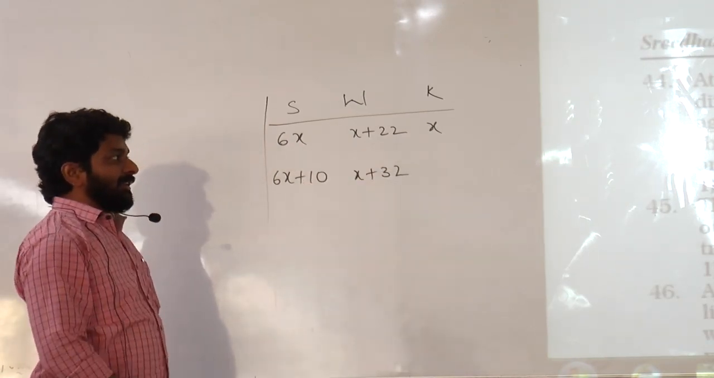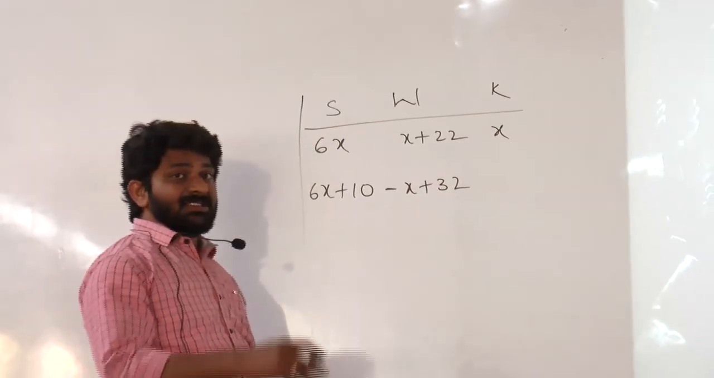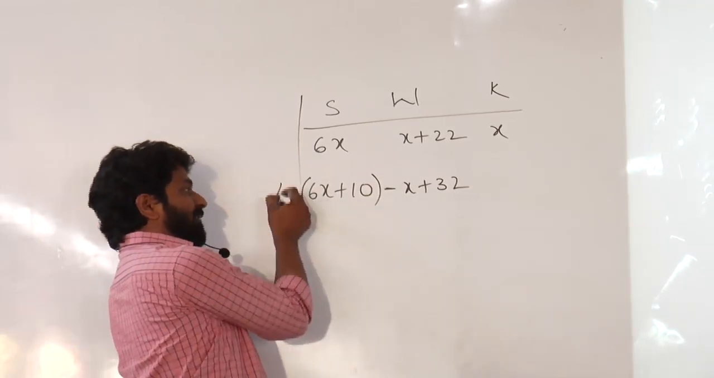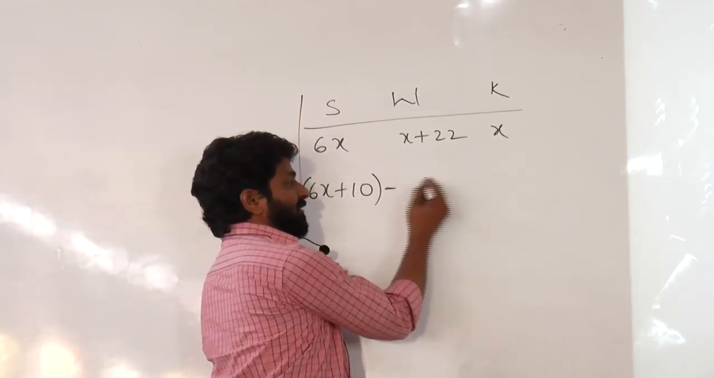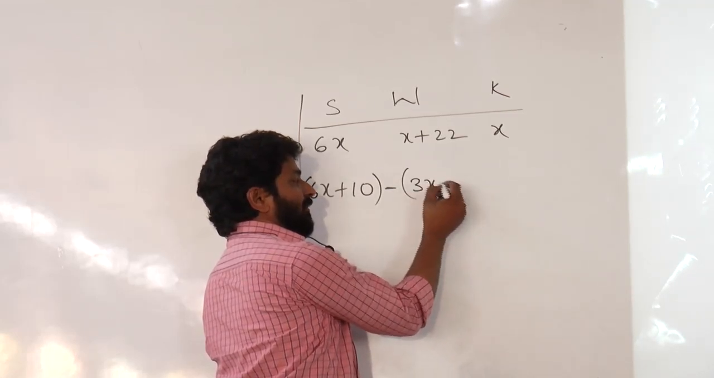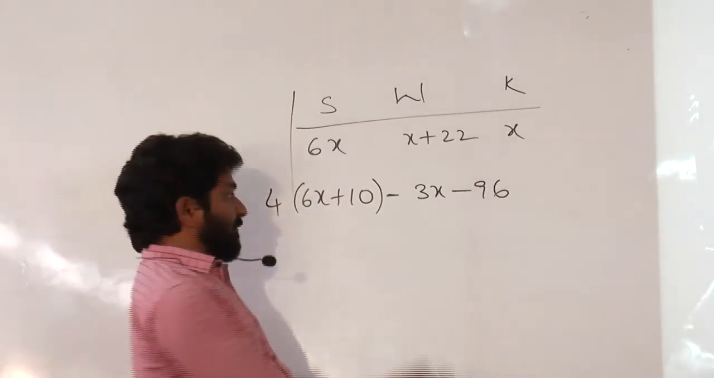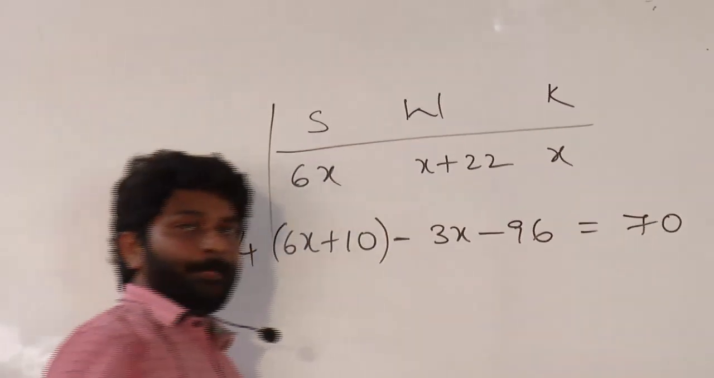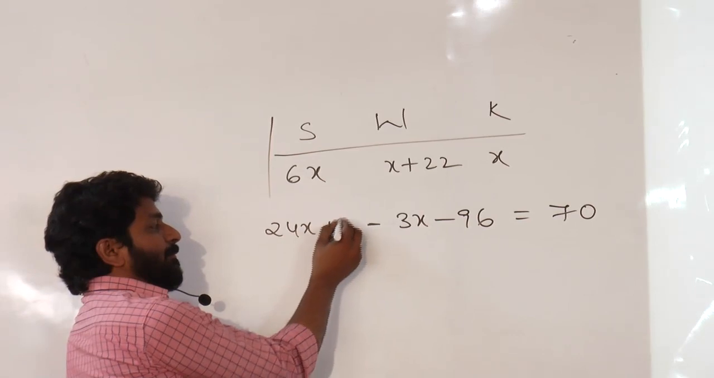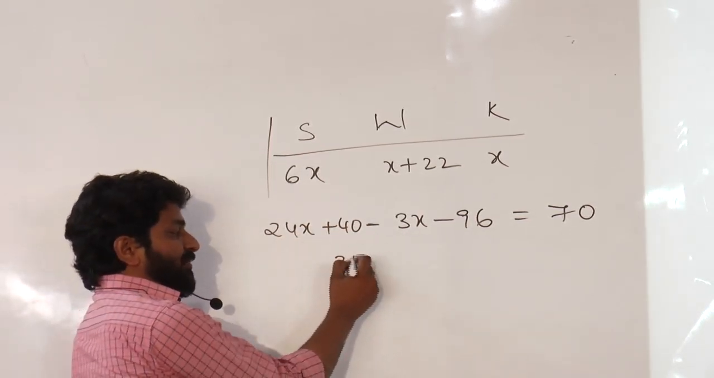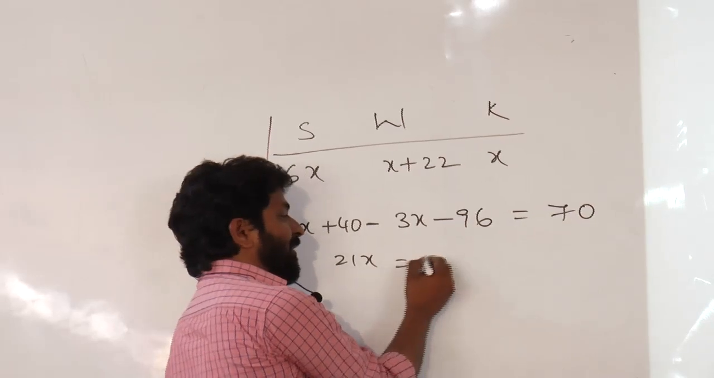And the comparison, they said the difference between 4 times Sumer's age after 10 years, 4 times of this number, and thrice Midula's age 10 years from now, 3 times of this, 3x minus 32 3 times, which is 96, is given as 70. Difference of these two numbers is 70, they say. It becomes 24x plus 40 minus 3x minus 96, which is 21x minus 56. Take that to the right hand side, that becomes 126.